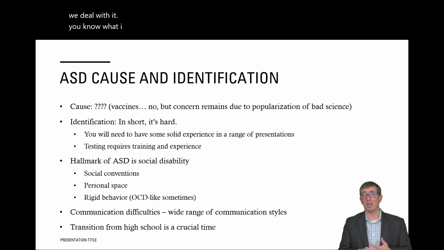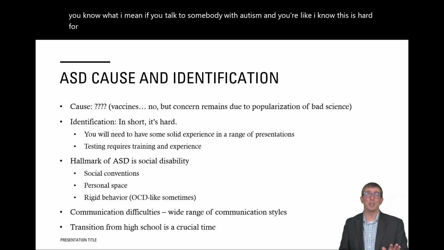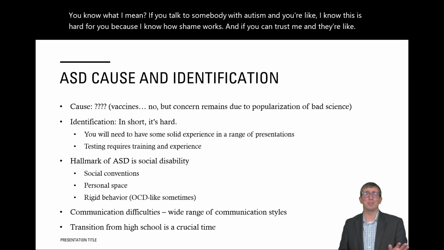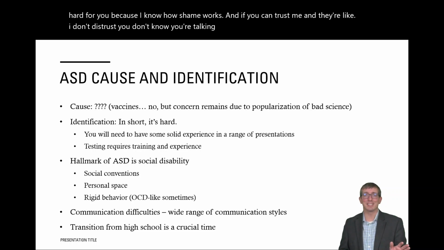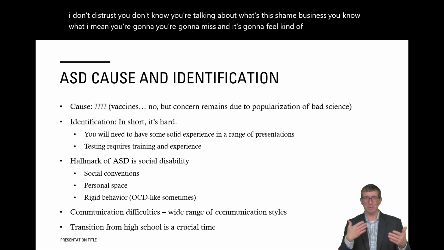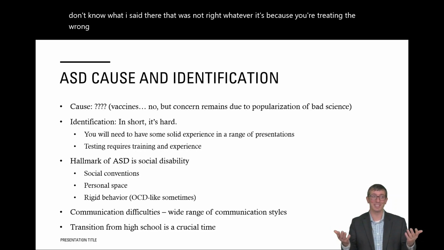If you talk to somebody with autism and you're like, I know this is hard for you because I know how shame works, and you can trust me, and they're like, I don't distrust you. I don't know what you're talking about. What's this shame business? You know what I mean? You're going to miss, and it's going to feel like, wait a minute, I don't know what I said there that was not right. It's because you're treating the wrong condition. That's the point.